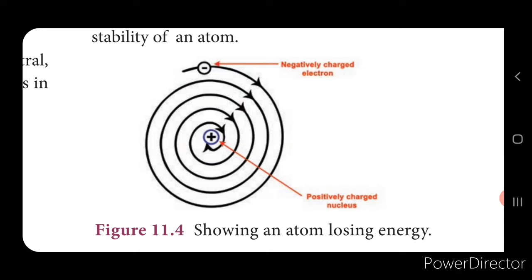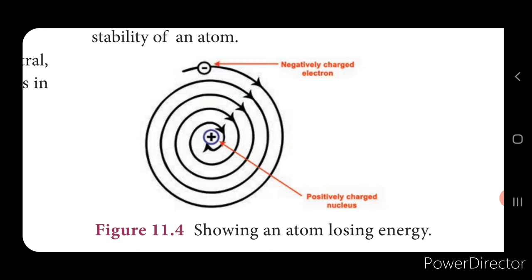We know that atoms are very stable. Now if it falls into the nucleus, the atom becomes unstable, but we know very well that atoms are stable. So Rutherford's model failed to explain the stability of the atom.